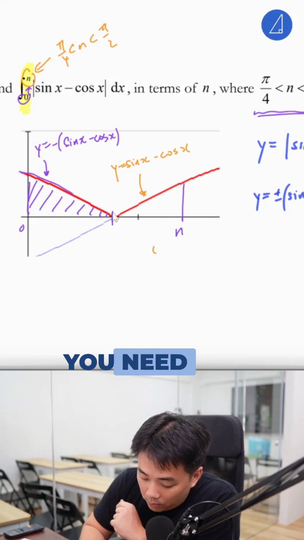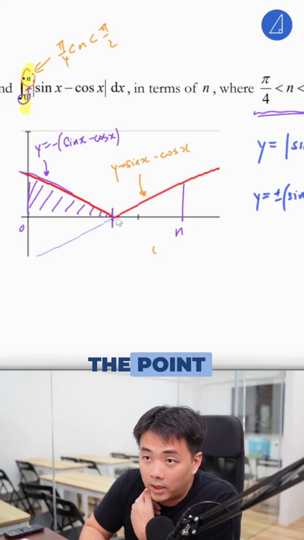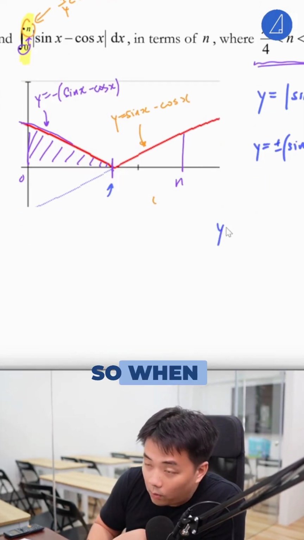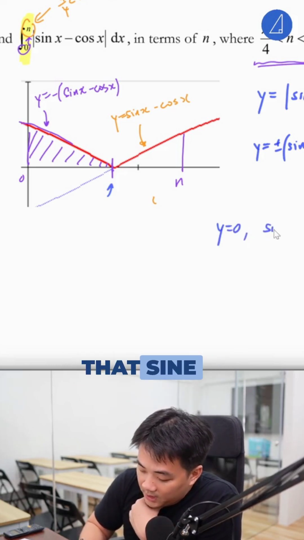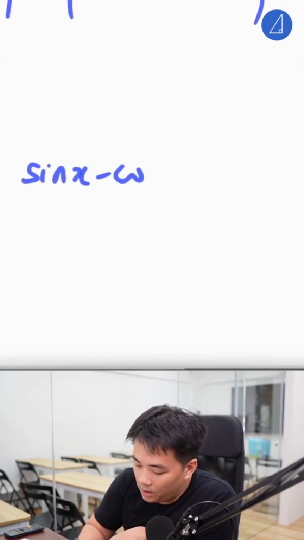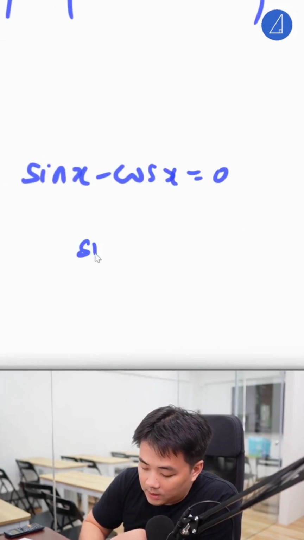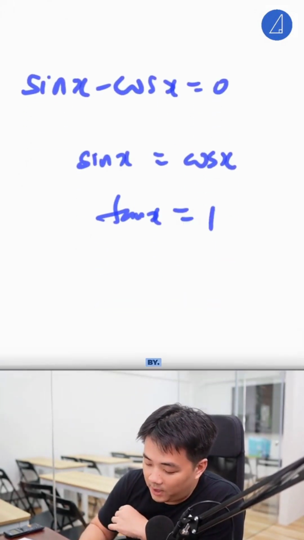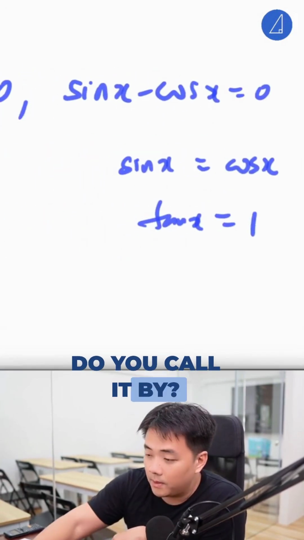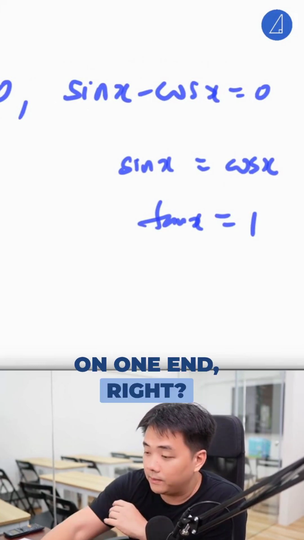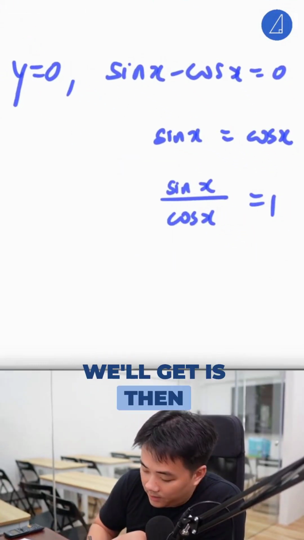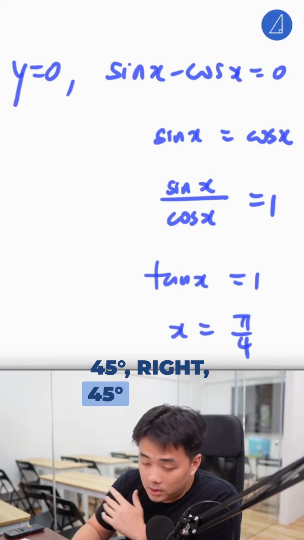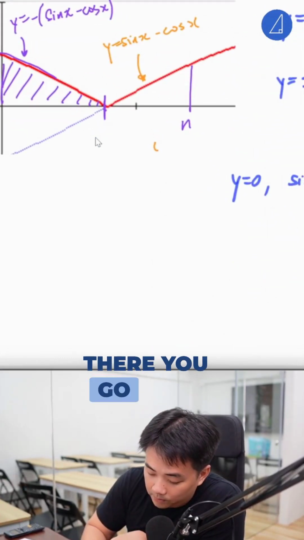So you need to find the point where y is 0. I think it's not too bad. I'm just going to find this boundary first. When y equals 0, we know that sine x minus cosine x is equal to 0. So sine x equals cosine x. Dividing both sides by cosine, we get tangent x equals 1. So x will just be pi over 4, 45 degrees, where this is pi over 4.